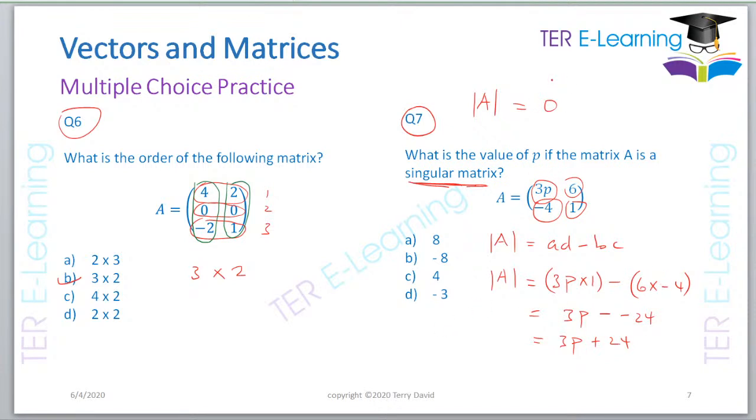But we know that the determinant here, if it's a singular matrix, has to be equal to 0. So what you're going to do now, you're going to say 3P plus 24 is equal to 0. So therefore 3P is equal to minus 24 when you carry 24 to the right hand side. So therefore P is equal to minus 24 over 3, right? So therefore P is equal to minus 8. All right? So P is equal to minus 8.